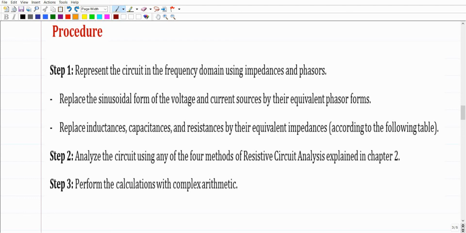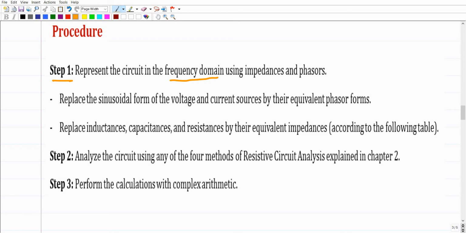So the general procedure for steady-state electrical circuit analysis: the first step, your objective is just to represent the circuit in the frequency domain. Convert the circuit from the time domain to the frequency domain. How? Simply, rewrite the voltage in the phasor form. The voltage will be given in the time form. Your objective is just to convert this voltage into the phasor form, as we explained. Get the peak value and the phase angle, so you are already converting it into the phasor form as we did before. The same thing for the current.